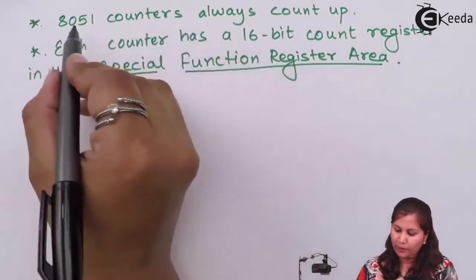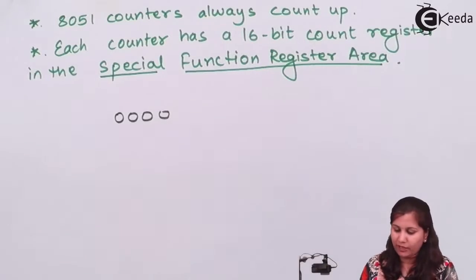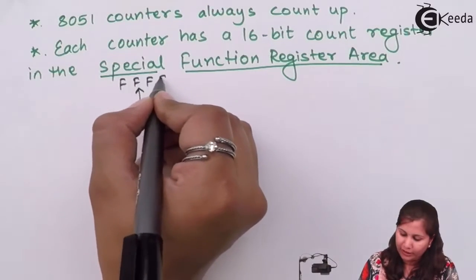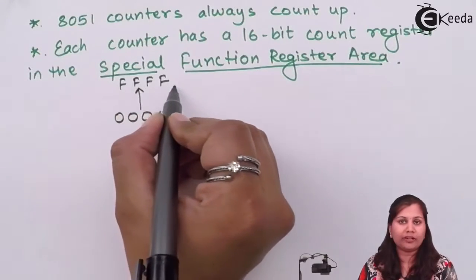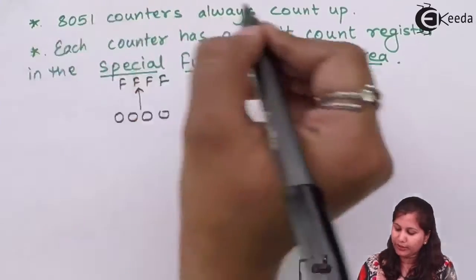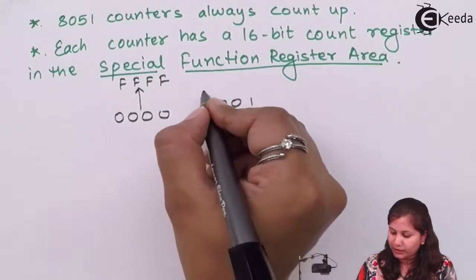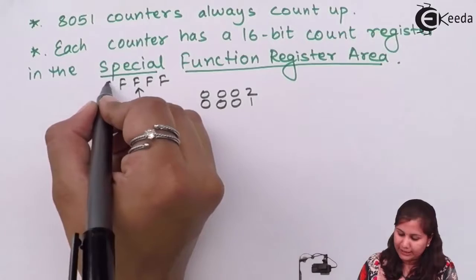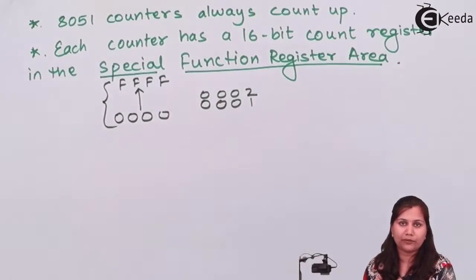So if we talk about the counters always counting up, we will have the initialized value as 0000. It can count maximum up to FFFF, means from when all the 16 bits are 0 to the condition when all the 16 bits are 1. So when we load this count value into this count register, this will be incremented, like it will become 0001, then 0002 up till the value of FFFF. So that is the maximum count value that can be counted by each of the counters of 8051.